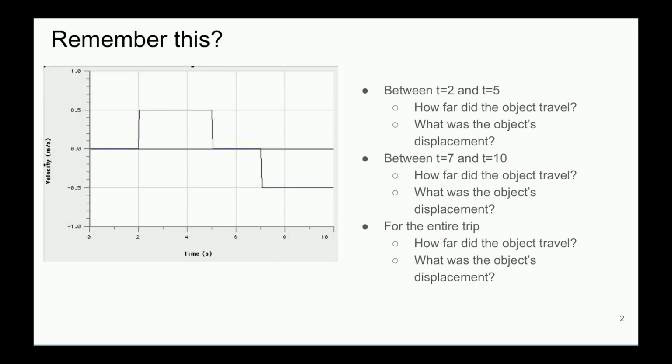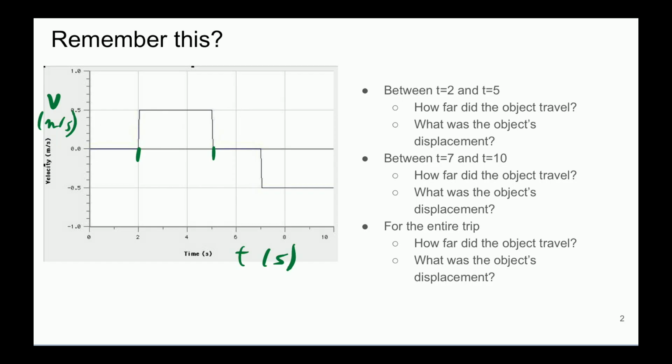So here's some graph. You might have seen one like this in a homework assignment. It's a velocity time graph. I'm going to exaggerate the axes here so you can see what it is. I'm going to include units, as I always like to do, meters per second and seconds. It's a velocity time graph. And the question is, how far did this object travel between time 2 and time 5?